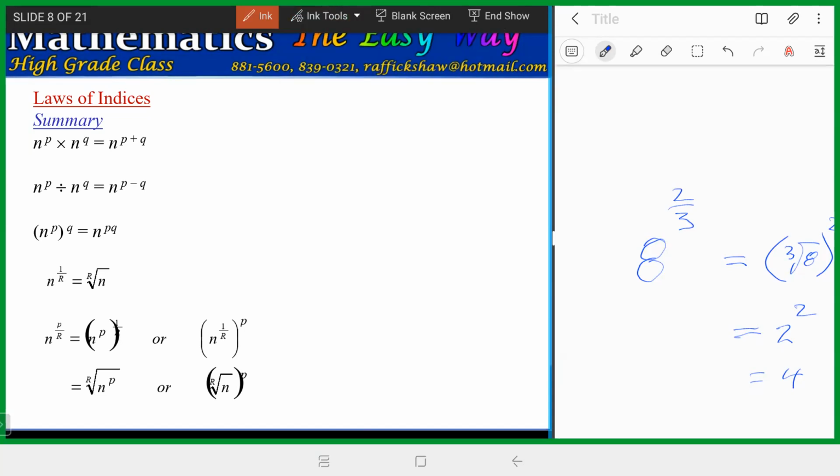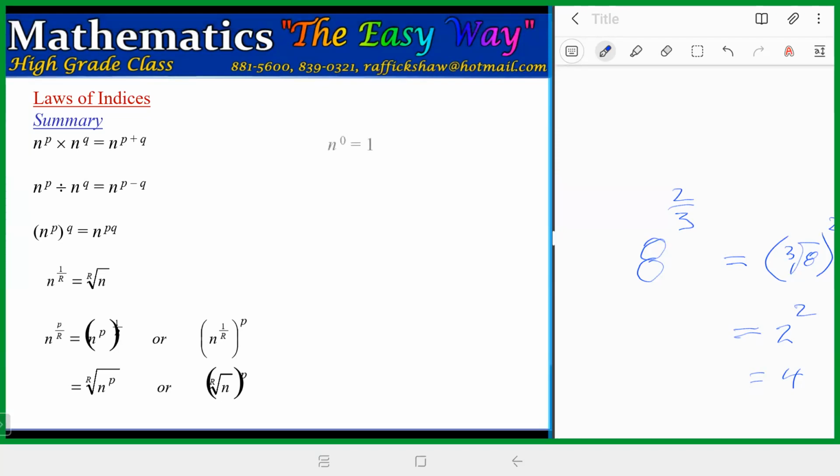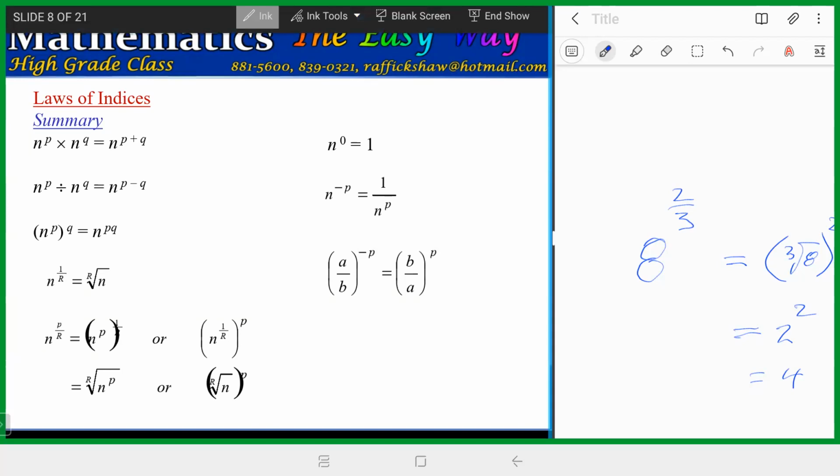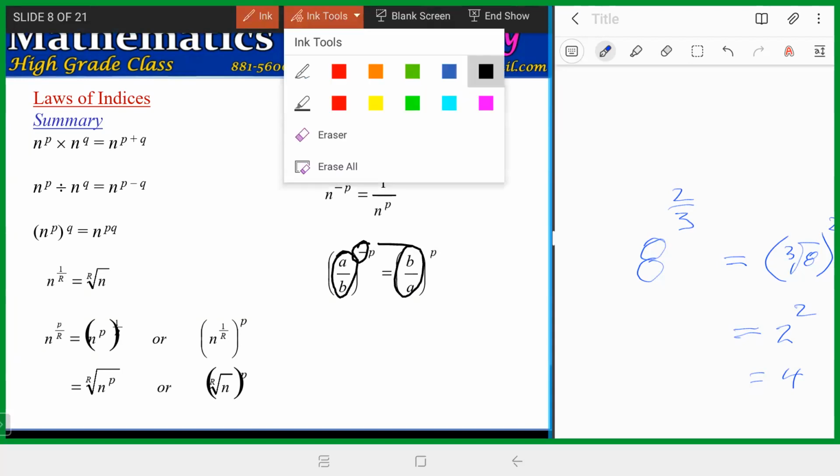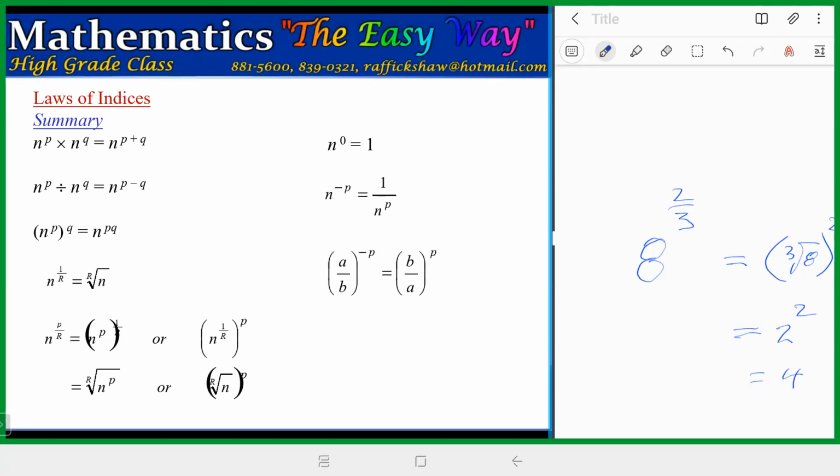There's some other stuff we spoke about, like any number raised to the power 0 is 1. I will introduce the negative power. When the power is negative, it can move below the division line and change the sign of the power. Or I move it above the division line and change the sign of the power. The negative power also means reciprocal. So we can use the negative power right here to flip the A and the B.